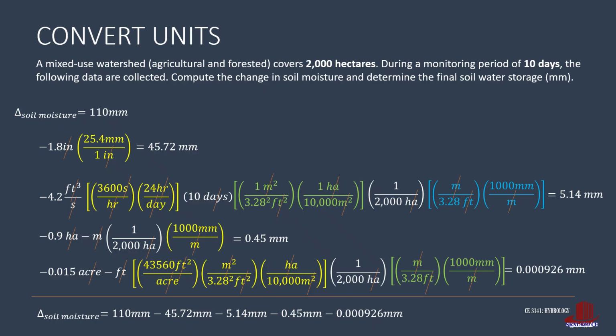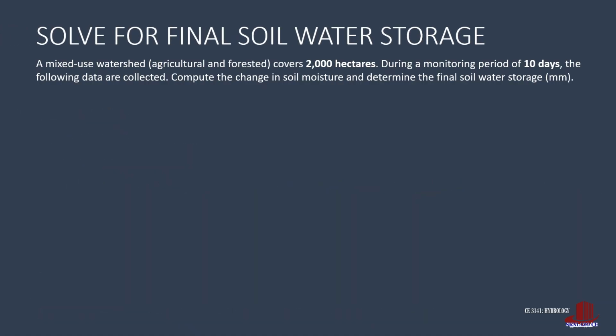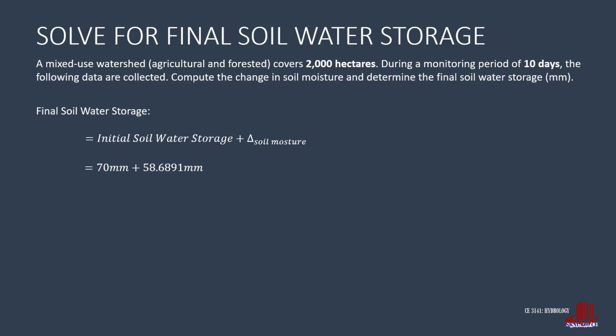0.000926 millimeters, and these are simplified as 58.6891 millimeters. Now to solve for the final water storage. This is the summation of the initial soil water storage and the change in soil moisture, taken as 70 mm plus 58.6891 millimeters, which is then simplified as 128.6891 mm.